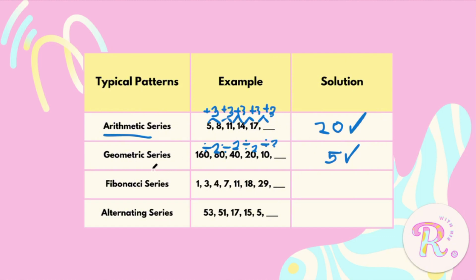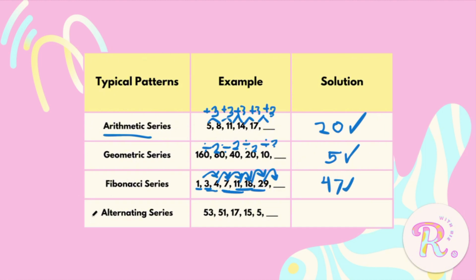It's very easy. Moving on, we have Fibonacci series. This just means that each term is the sum of the 2 preceding terms. 1 plus 3 is your 4, right? And then 3 plus 4 is your 7. 7 plus 4 is your 11. 11 plus 7 is your 18. 11 plus 18 is your 29. 18 plus 29 is your what? It's your 47. So that is our correct answer.